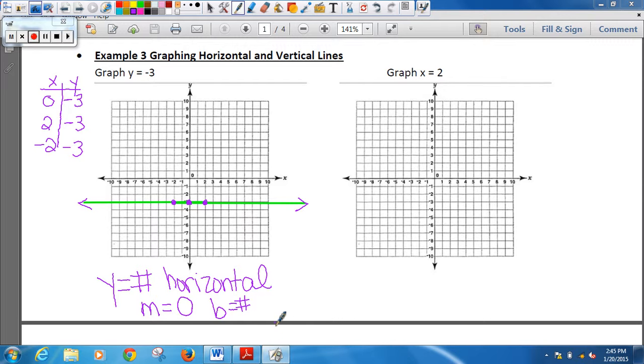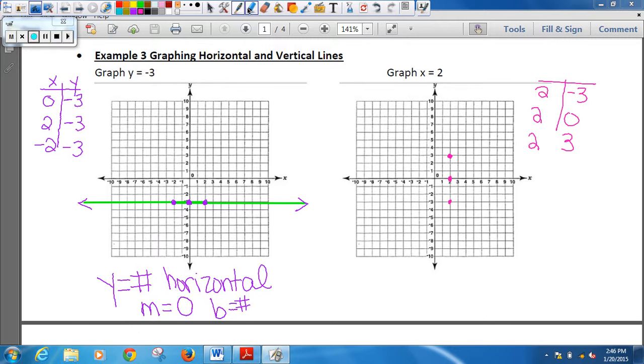Graph number 2 then is asking you to graph x equals 2. So on my points, x always equals 2. My y's could be anything. So I have 3 points there: (2, -3), (2, 0), (2, 3).